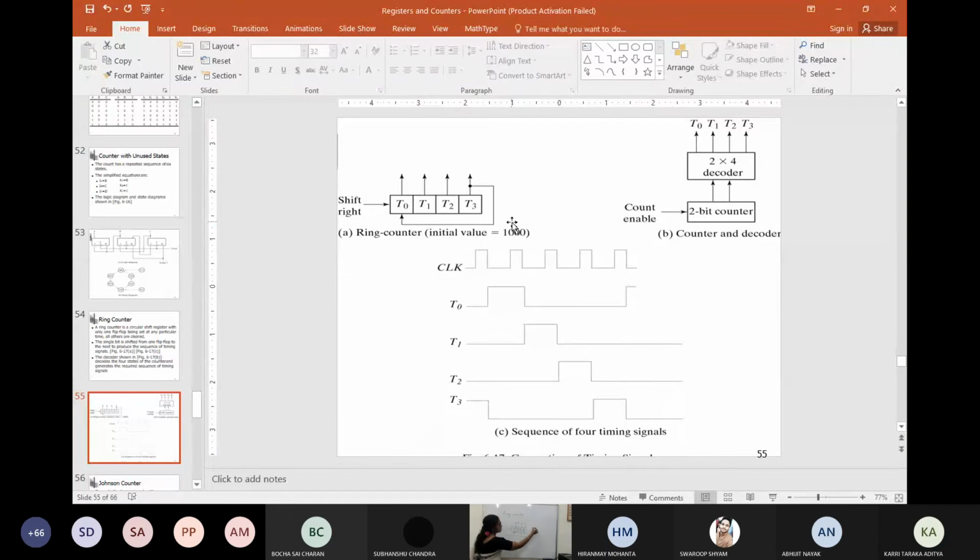The first sequence will be 0, 1, 1, 0 only, at time t0. At time t1, what is happening? Circular shift. This 0 will come here, this will come, this will come. What is happening? 0, 0, 1, 1. Is it correct? Right. At time 2, what is happening? This will come.